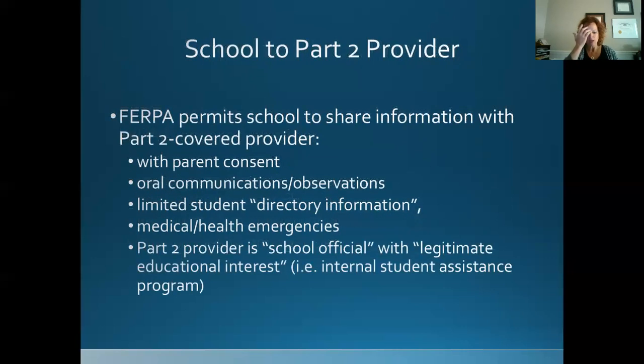In regards to disclosures the school is permitted to make to a Part 2 covered provider, it's pretty much the same thing that I just talked about in terms of disclosures to a HIPAA covered provider, except that if the provider is considered to be a school official with a legitimate educational interest because they are part of that internal student assistance program I talked about, then disclosures could be made to them as well. They would be considered in that regard that school official with a legitimate educational interest.